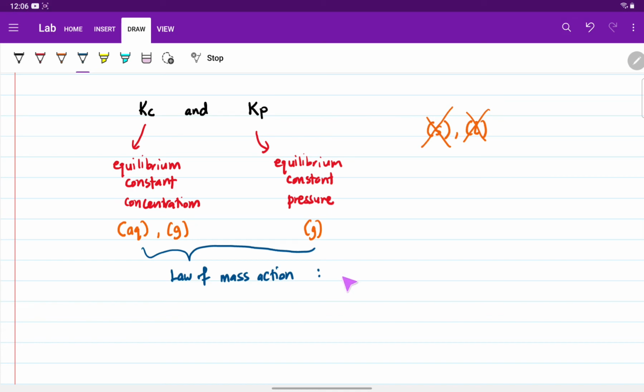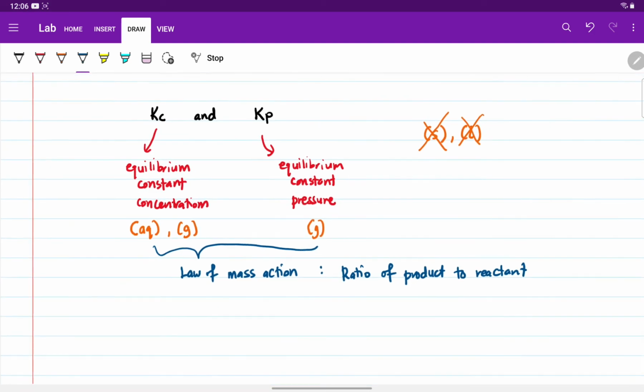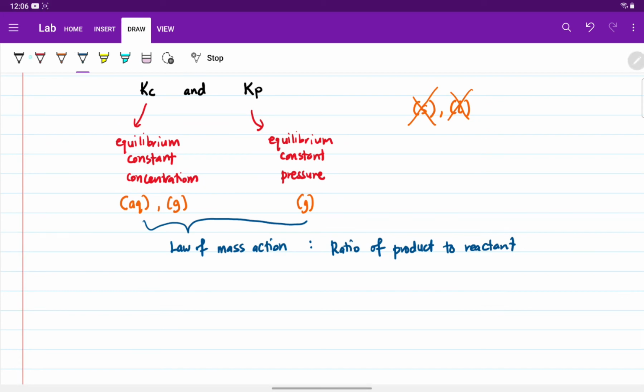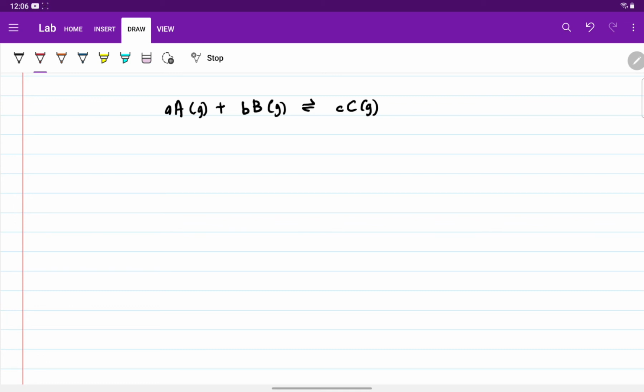Okay, yang mana pada law of mass action ni apa yang kita nak tengok? Okay, law of mass action kita akan tengok ratio of product to reactant. Okay, apa maksud ratio of product to reactant dekat sini? Yang tu adalah pada masa dan ketika kita tulis kita punya Kc and Kp expression. Okay, sebagai contoh. Katakan saya ada general dekat sini. Okay, so saya nak tulis Kc expression.